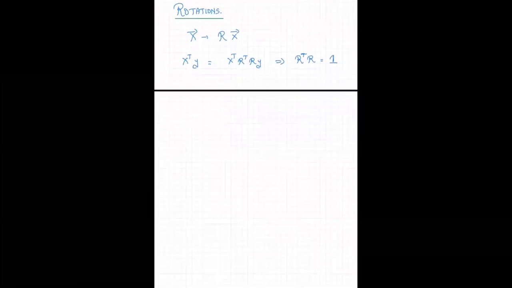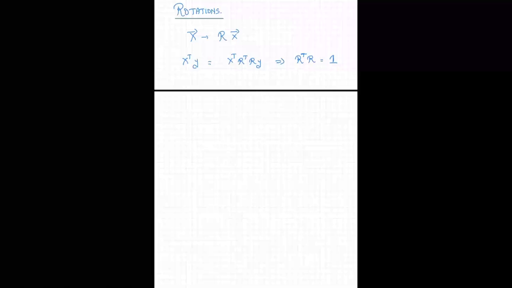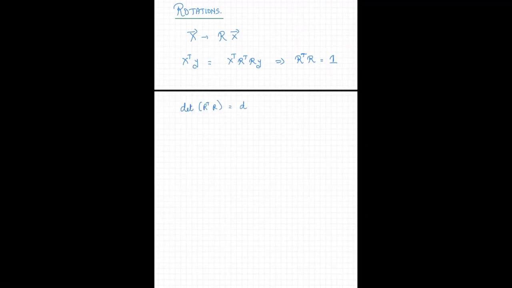But there is another caveat to this. Not all operators that satisfy this are also rotation operators. Why? Well, let us take the determinant of both sides of this equation. Determinant of R transpose R equals determinant of the identity matrix. Determinant of the identity matrix is just 1.